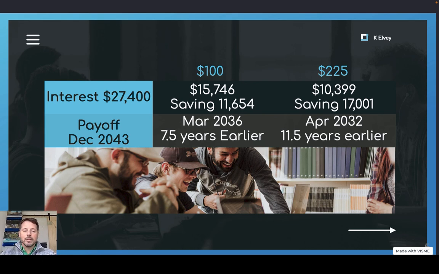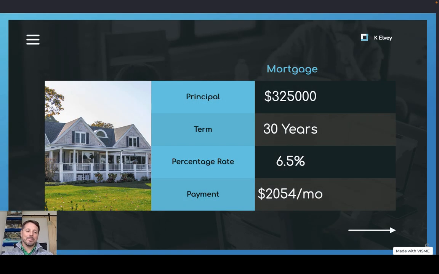Those numbers are fun. Let's have some fun with some big numbers. We're in our home buying years. We're going to buy a house. And mortgages function very similar to other loans, except that mortgages have other aspects to them. So we're not going to consider the tax payment. We're not going to consider the insurance payment. We're just going to look at the principal and the years and the percentage rate.